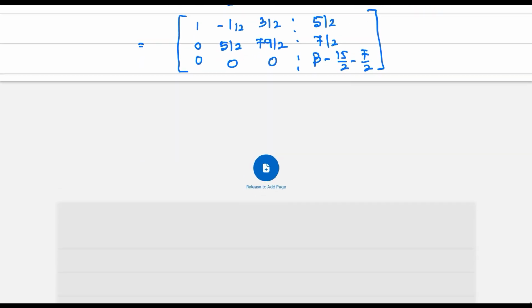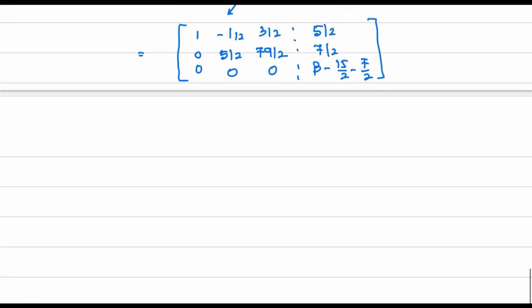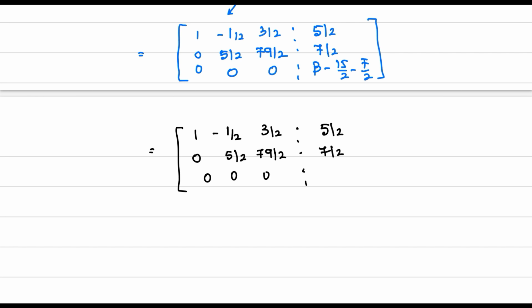Then you see the final conclusion, it's very very important. What we have got is 1, minus 1 by 2, 3 by 2, 0, 5 by 2, 79 by 2, 0, 0, 0, and here 5 by 2, 7 by 2, beta minus 22 by 2. That we can write it as beta minus 11. Can we write directly? This much arithmetic you should be able to do perfectly.